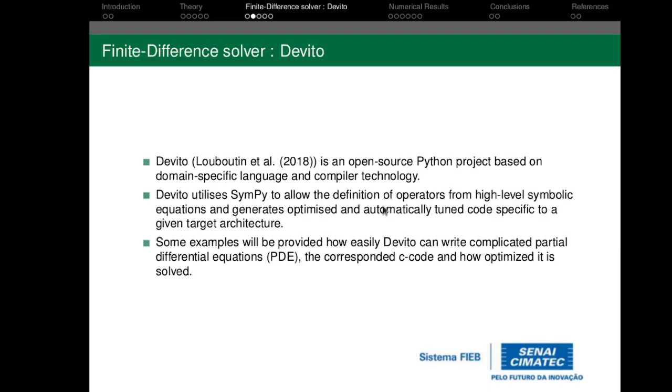So for that we use Devito. Devito is our open source Python project based on a domain specific language, and Devito uses SymPy to generate its code, and I will show you some examples of how we code in Devito.